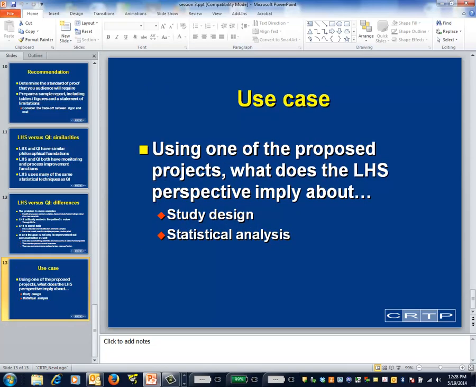As an exercise, let's assess the extent to which the general background information I presented is helpful. We'll take one of the proposed projects and see what an LHS perspective implies for our study design and ultimate statistical analysis.